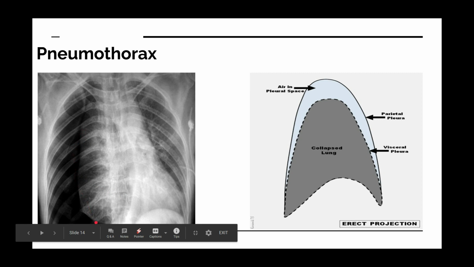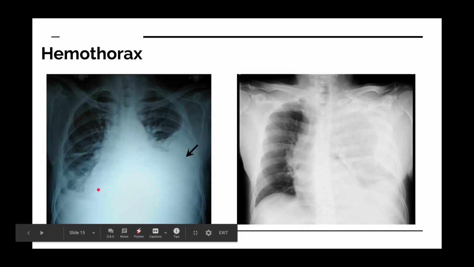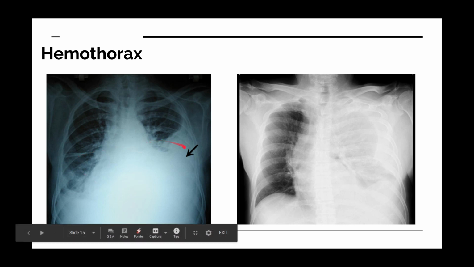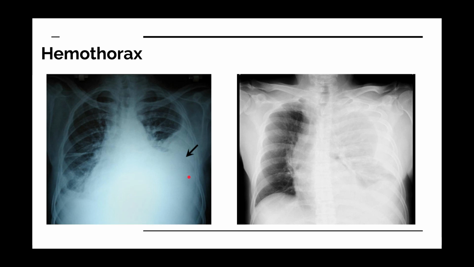And peripheral to this line, we will not see any lung markings, because the lung has collapsed into this portion. Hemothorax is presence of blood in the pleural cavity, and you can see a whiteout of lungs, which means in here you can see the left lung has been completely covered with blood, so it's called a complete whiteout. And this is a partial whiteout because only part of the lung is covered by blood.